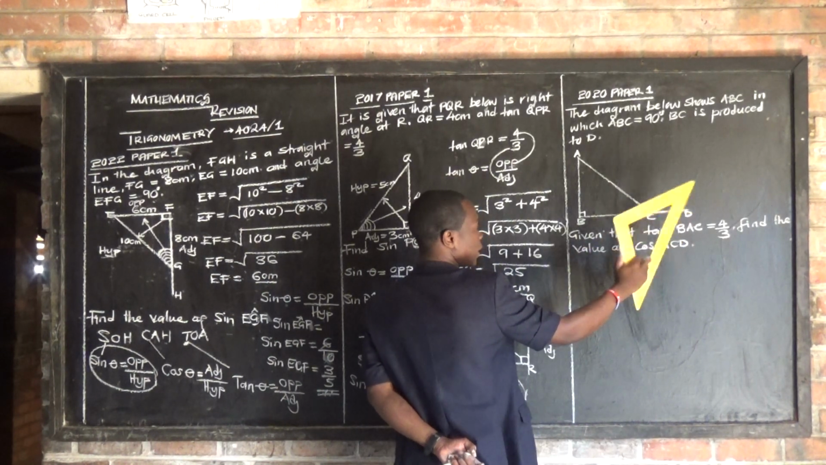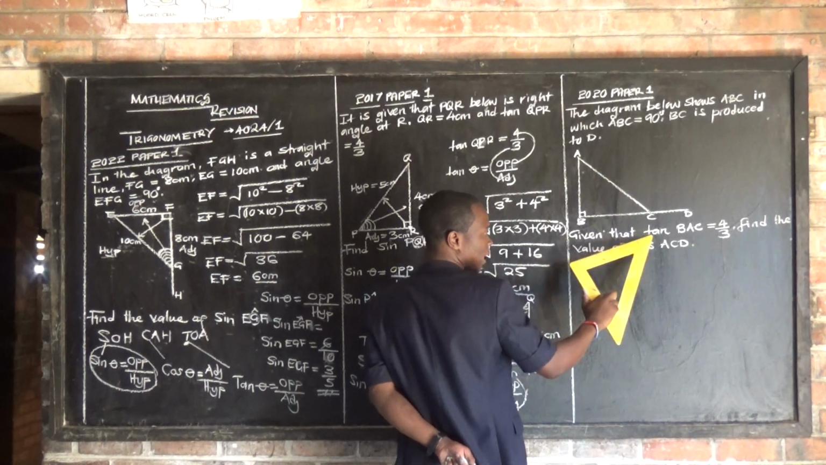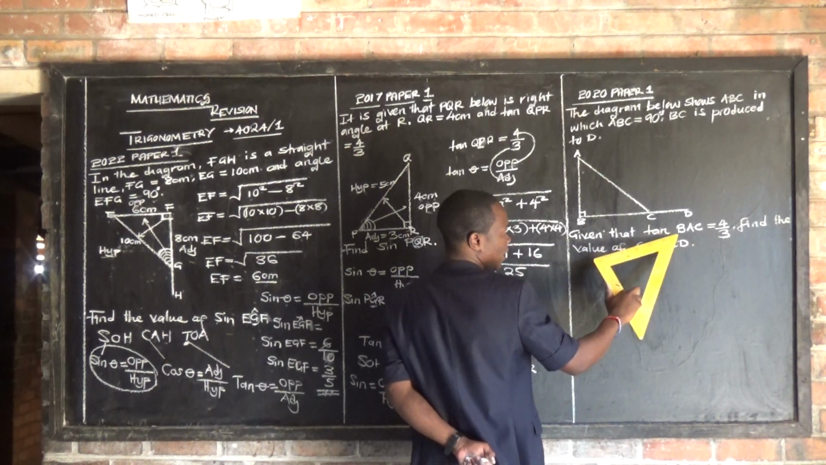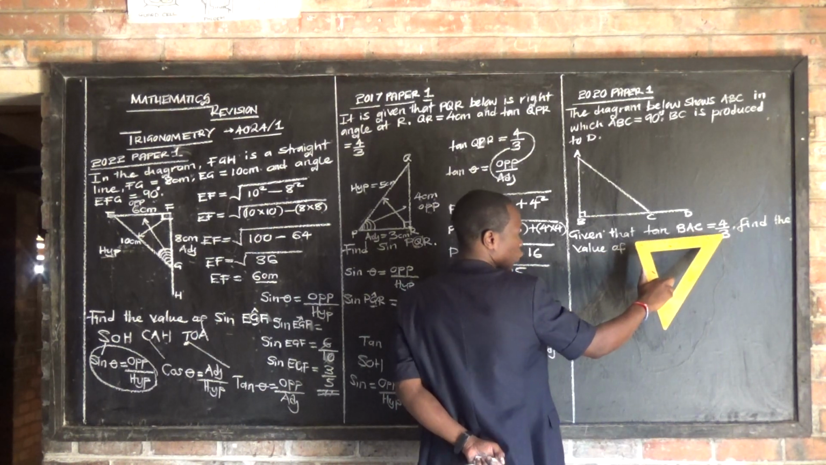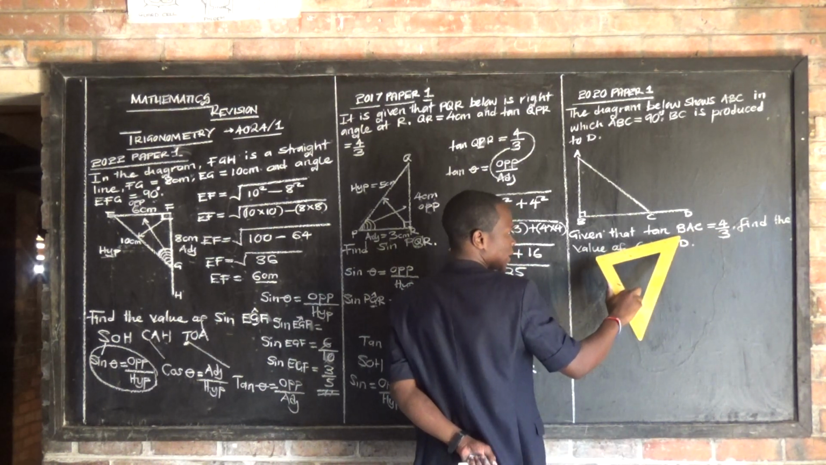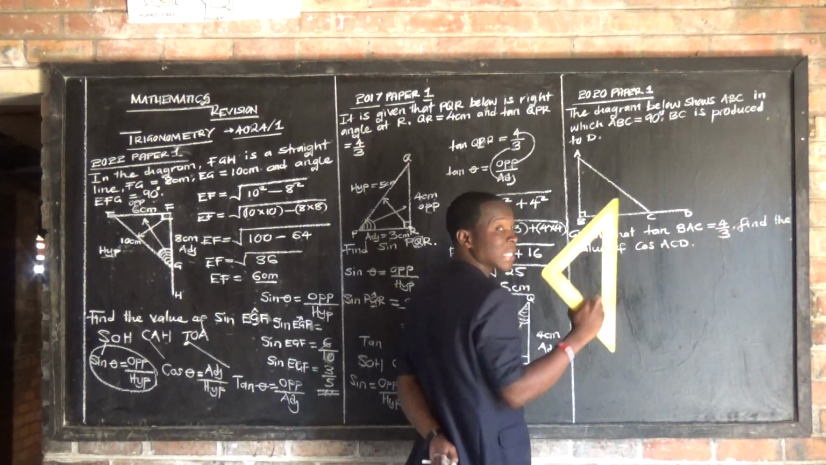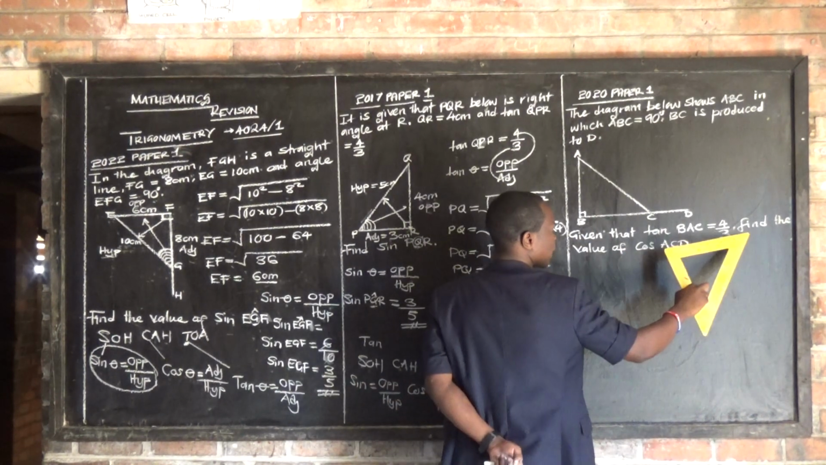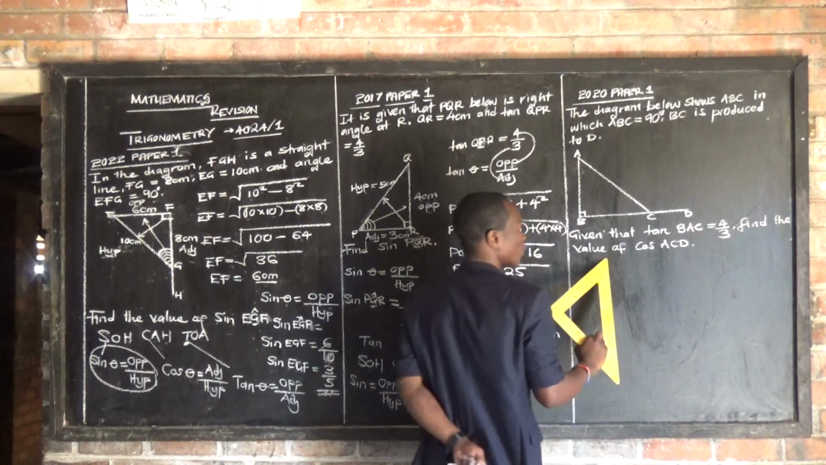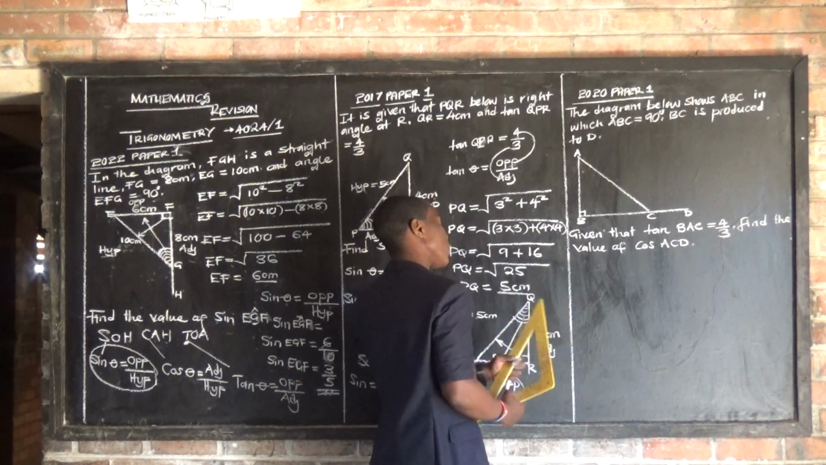Then the question is saying, given that tan BAC is equal to 4 over 3. Take note, tan BAC is 4 over 3. Find the value of cos ACD.